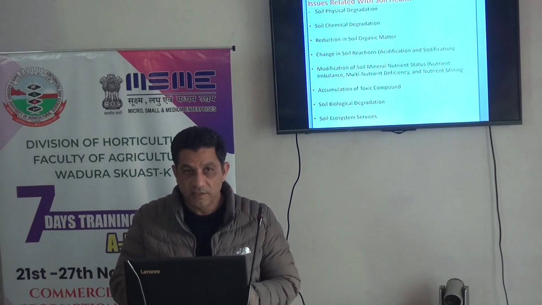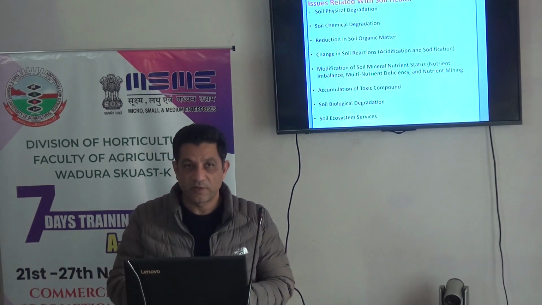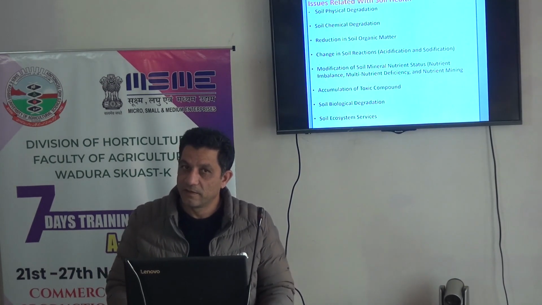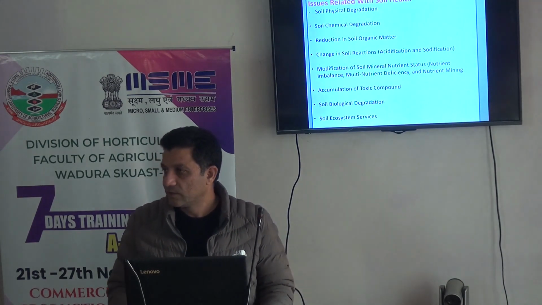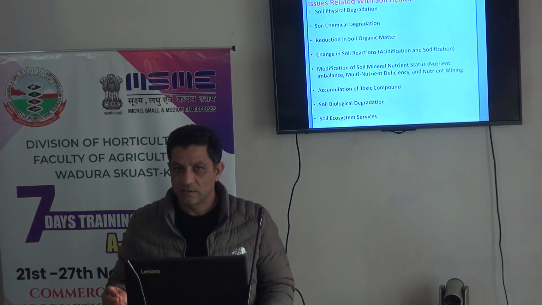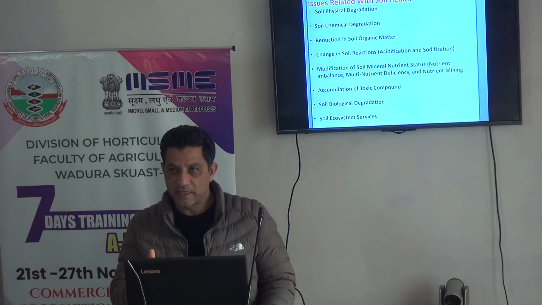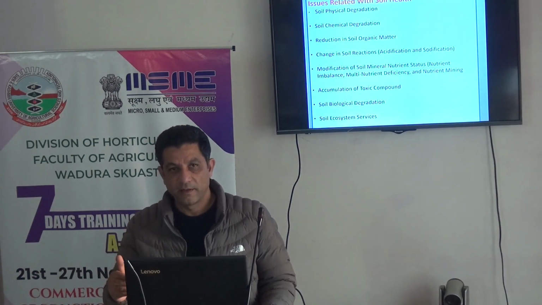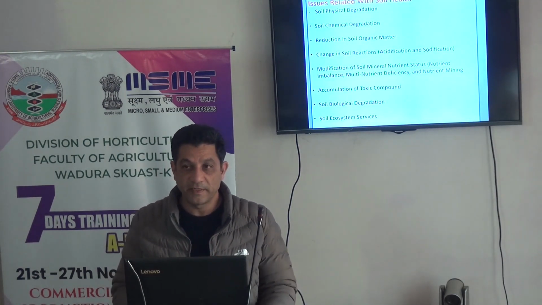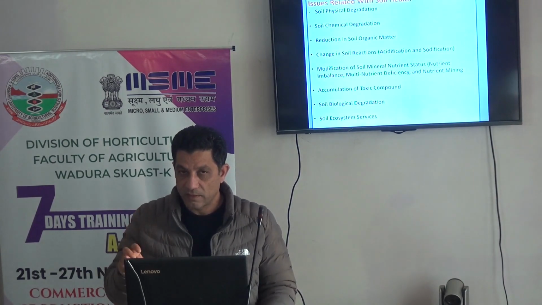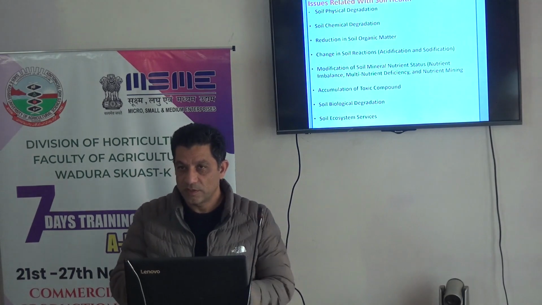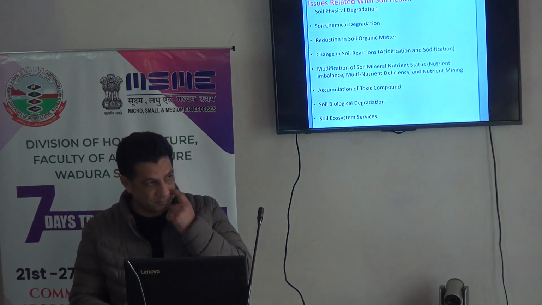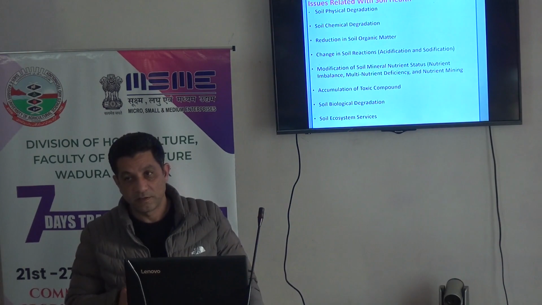pH influences the population of the microorganisms. For example, if you take the example of fungi, bacteria, and actinomycetes, fungi thrive best in acidic soil. Even in acidic conditions they will flourish. But as compared with bacteria, bacteria flourish well in neutral to alkaline soils. So this is how these chemical properties are related with the soil biology.